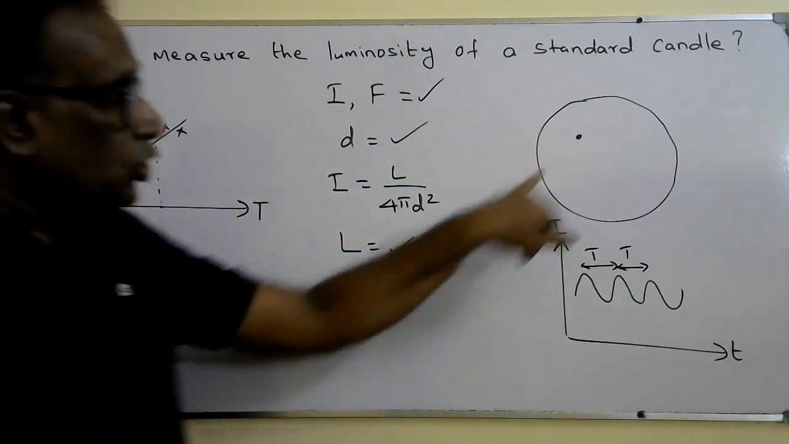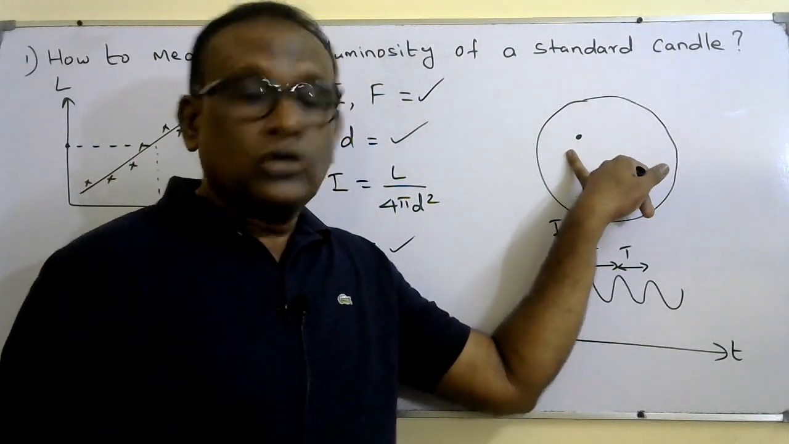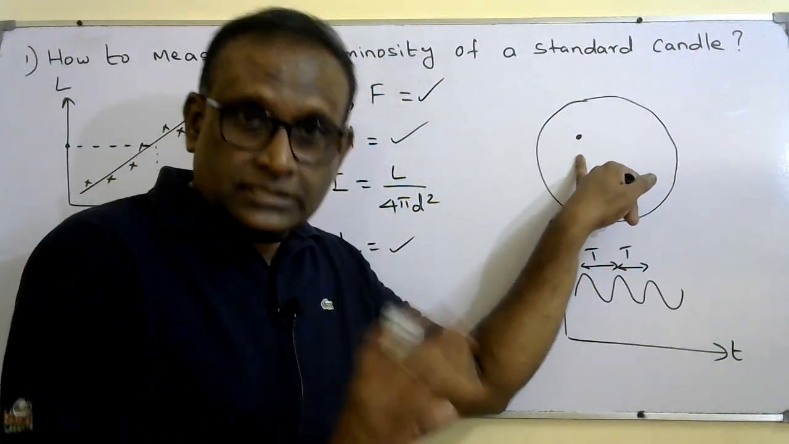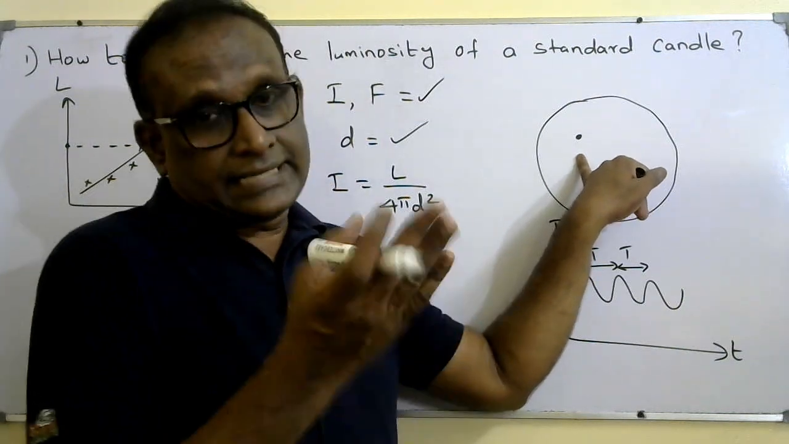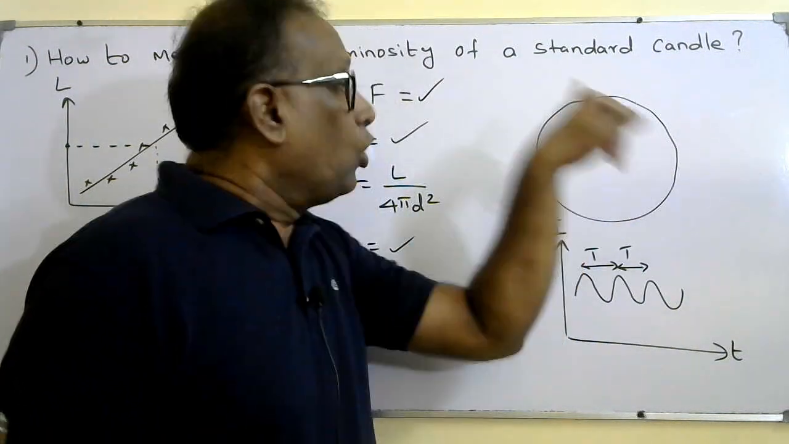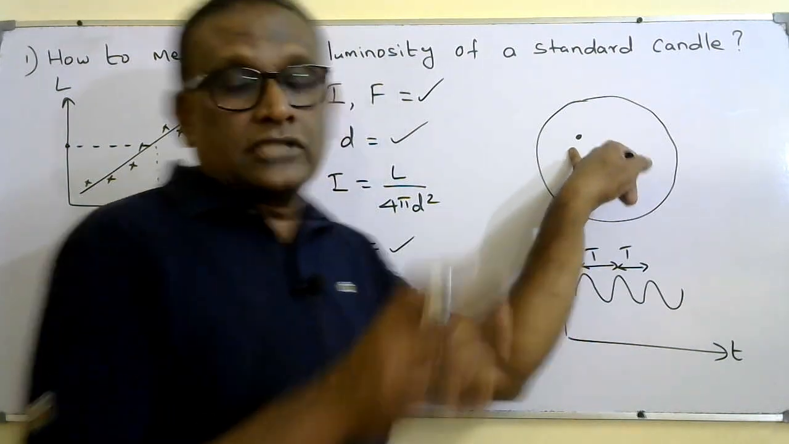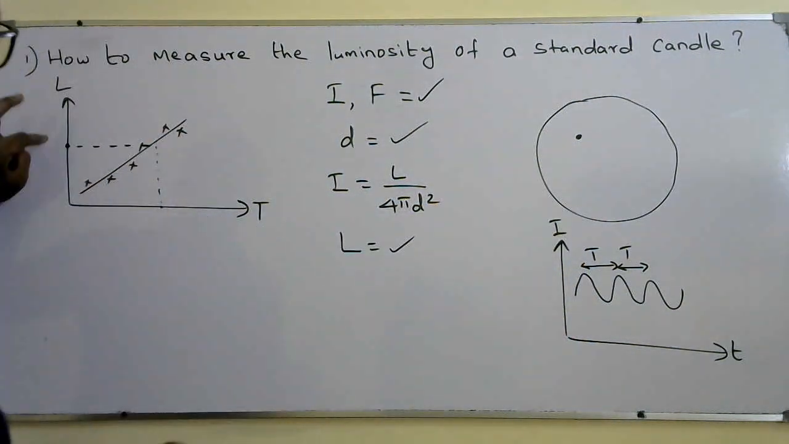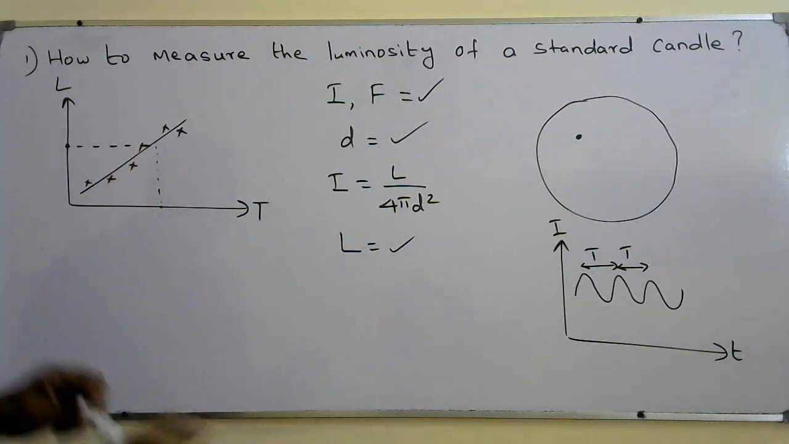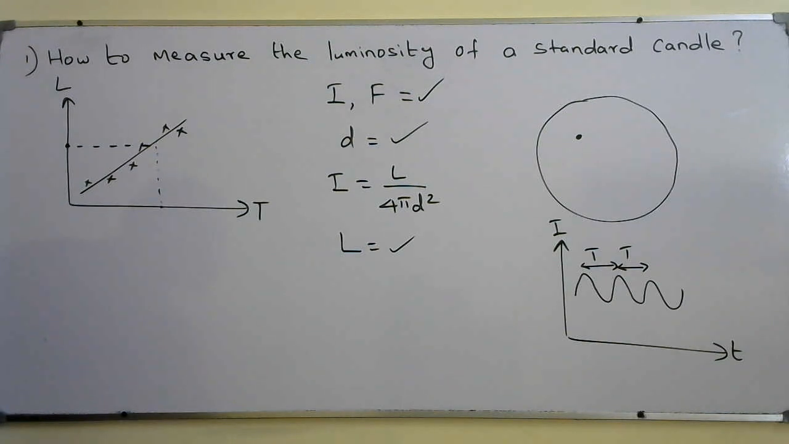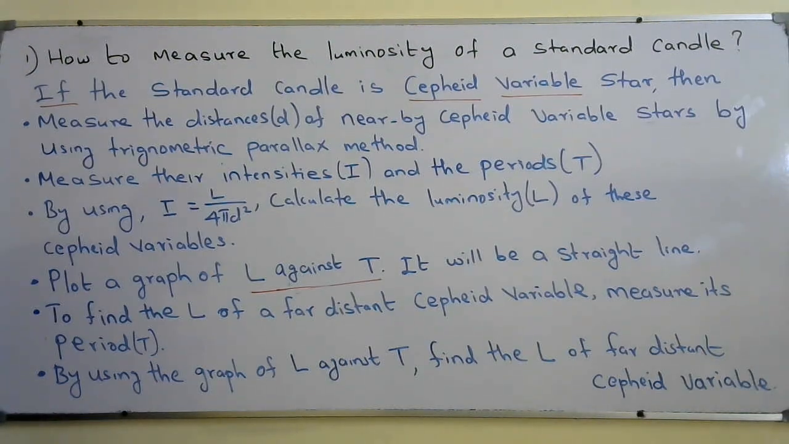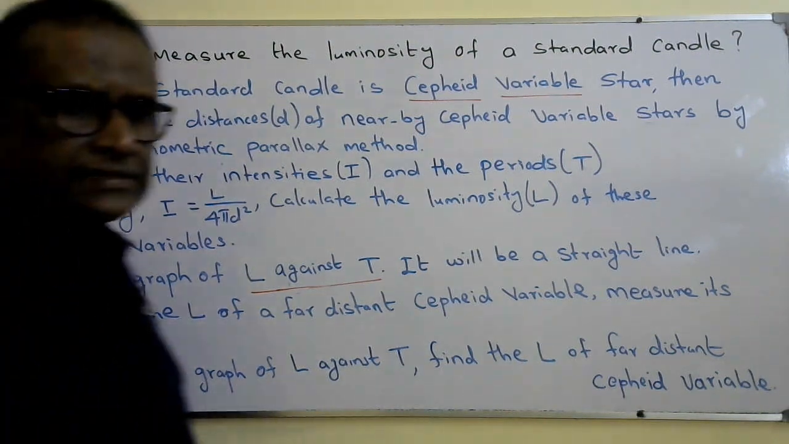Now we know the luminosity of this Cepheid variable. So we call it a standard candle, because it is a star with known luminosity. How do we know its luminosity? Because we found it by using this method. Keep it in mind. This is the way we find the luminosity of a far distance Cepheid variable. Okay, so this is the answer.